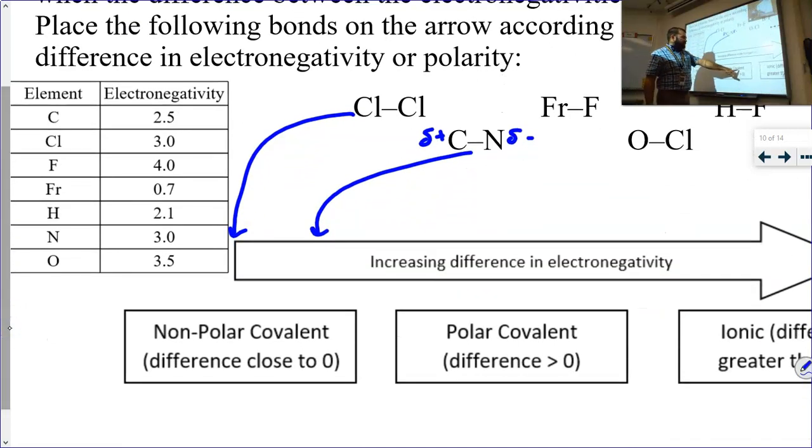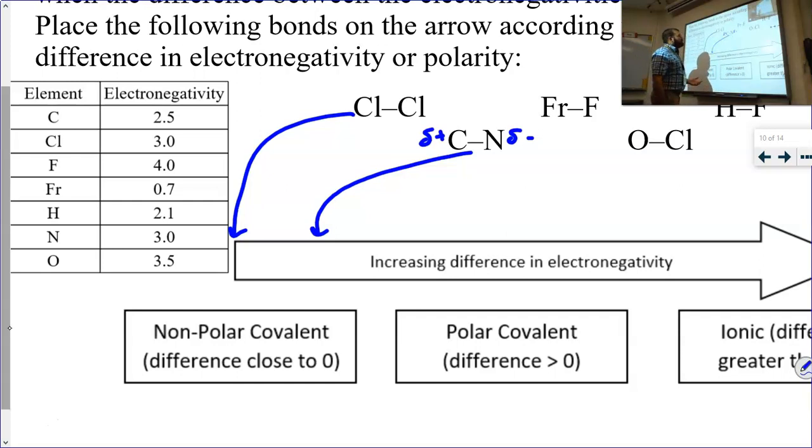Polar covalent is classified as anything bigger than 0. The difference between nitrogen and carbon in terms of electronegativity was 0.5. This is called a polar covalent bond. Even though it's not a big difference, there still is a difference, and it's more than 0. We do have a partial negative, we do have a partial positive. We call this polar covalent.